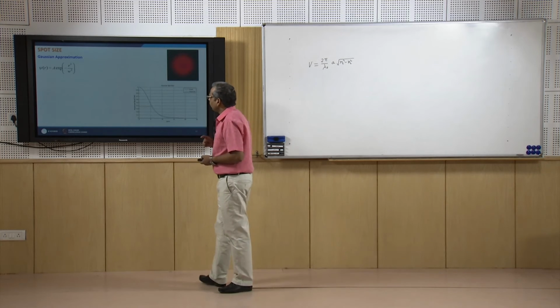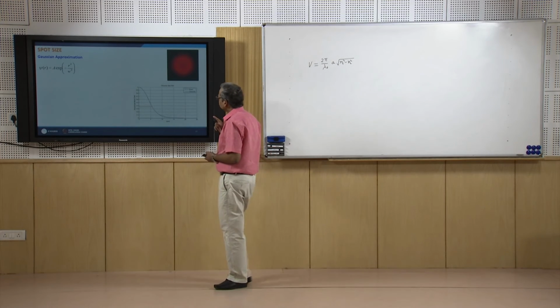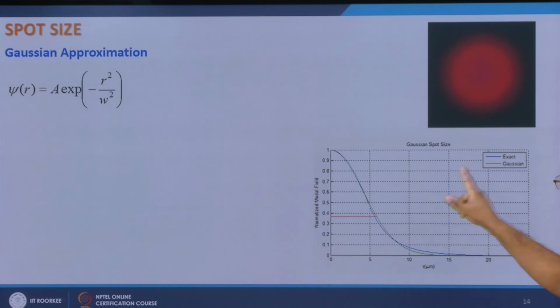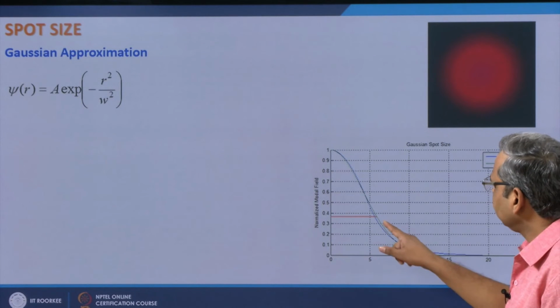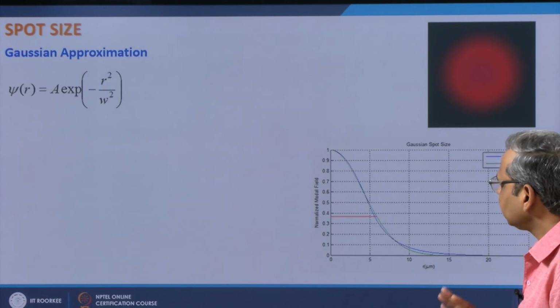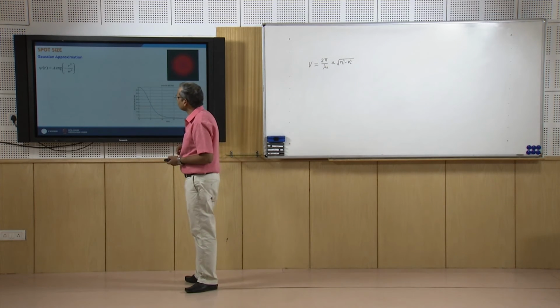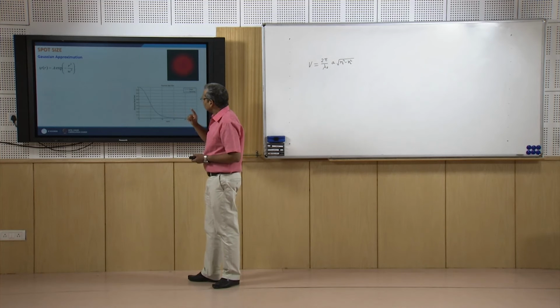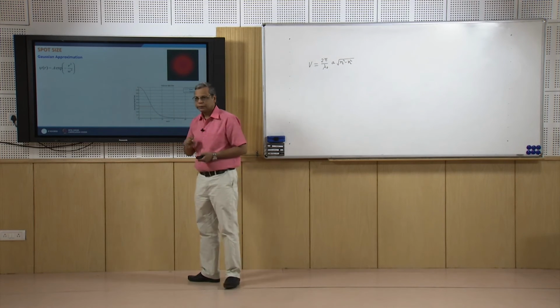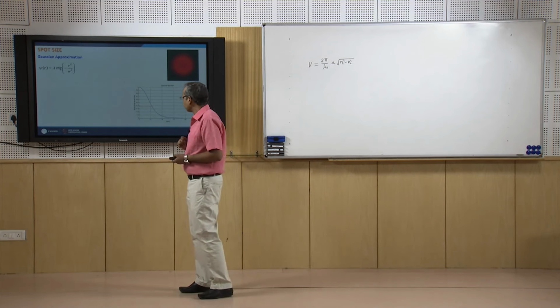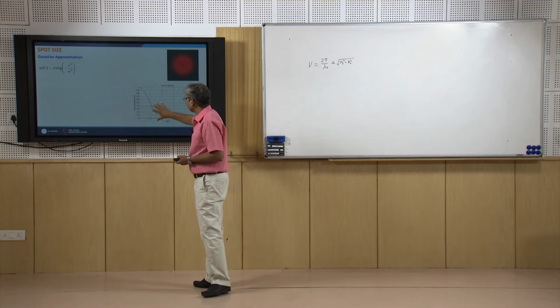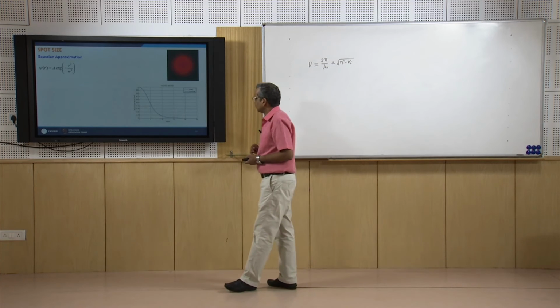So, I plot the exact field in blue line, which I obtain in the form of Bessel functions, and then I plot in green color the best fitted Gaussian. How do I fit? I will explain in the next slide. And what I see is that this fitting comes out to be very good, at least for this case.